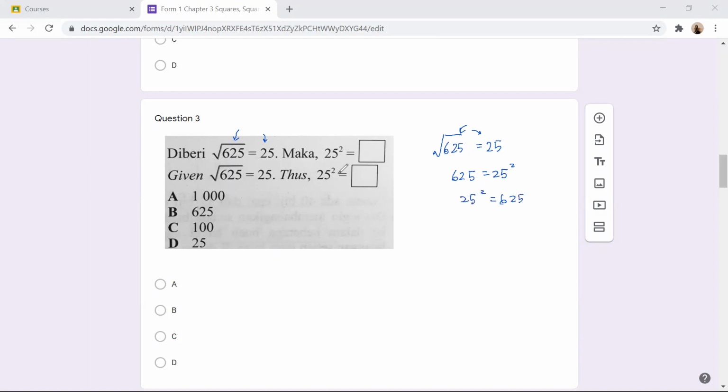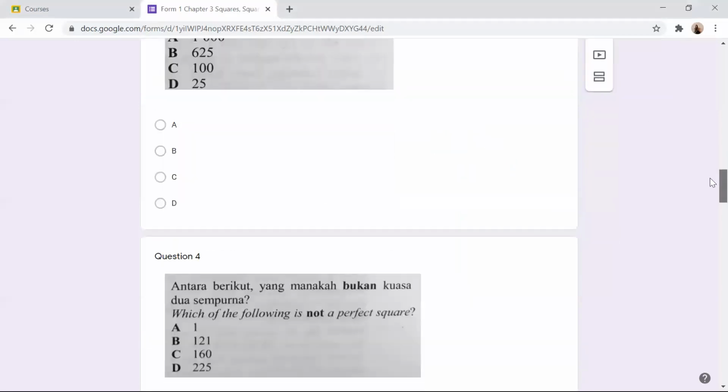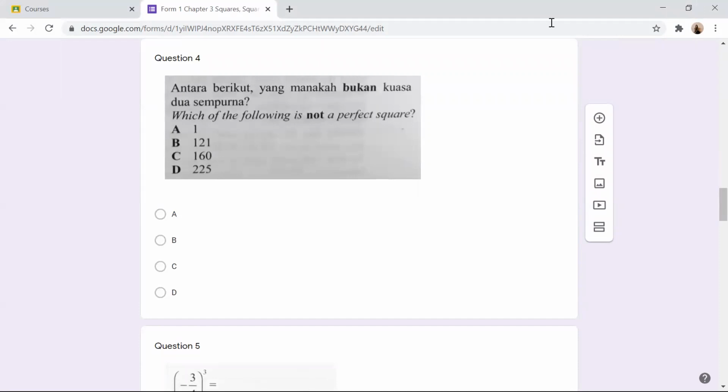So we can find the answer by identifying the relationship between the square and square root. Same thing applies to the cube and cube root. So that is the answer for question number 3. Now next, we move on to question number 4.